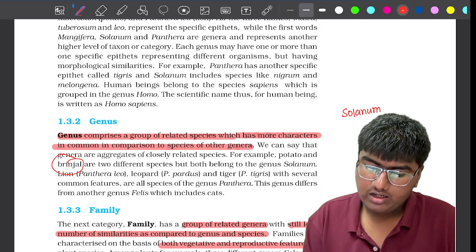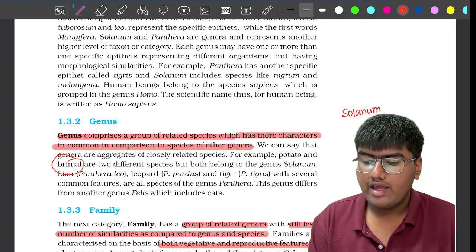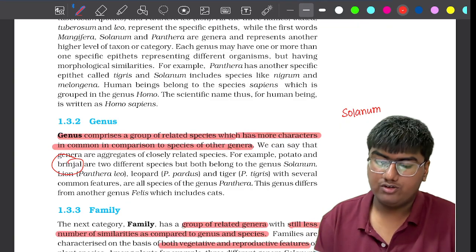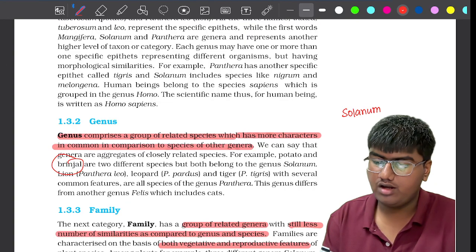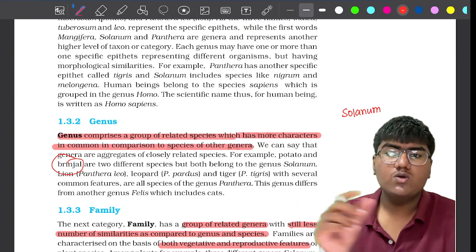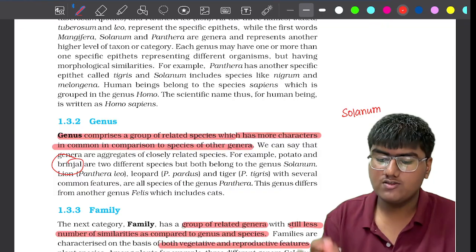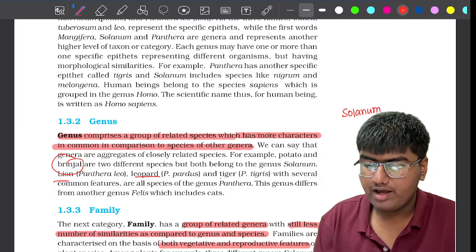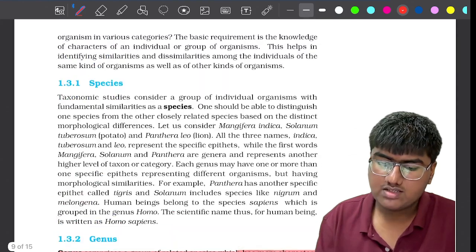Next, lion, that is Panthera leo, leopard, Panthera pardus, and tiger, that is Panthera tigris, with several common features, are all species in the genus Panthera. This genus differs from the other genus Felis, which includes cat. So cat has another genus, that is Felis, but Panthera is for lion, leopard, and tiger, which are included in the same genus Panthera.